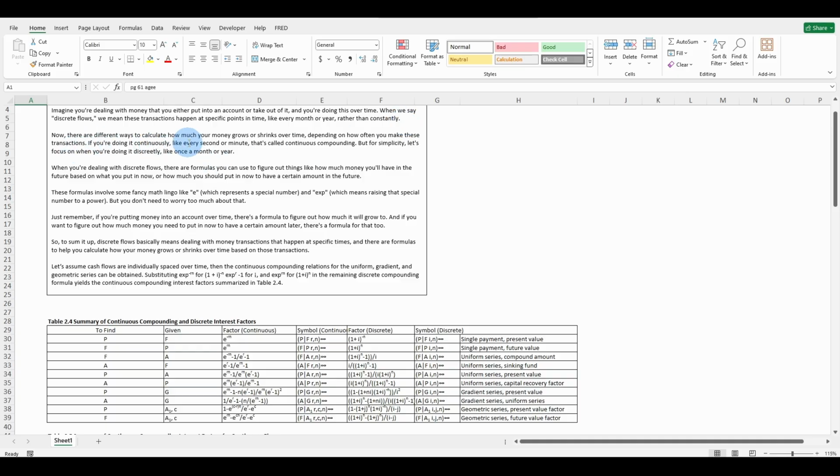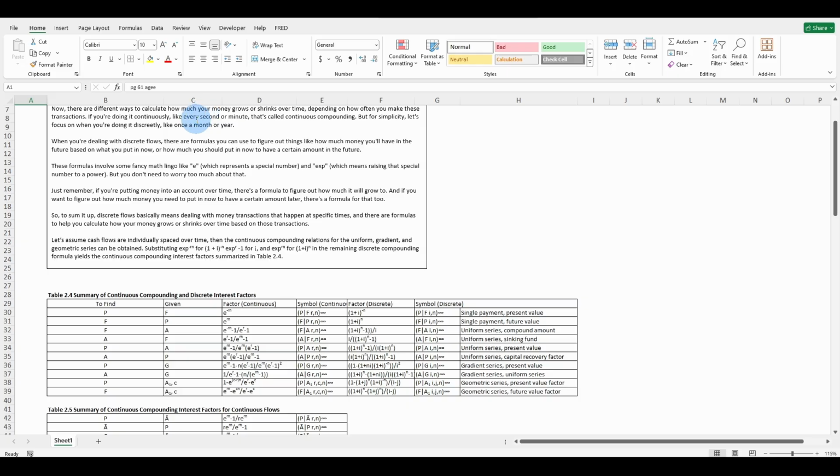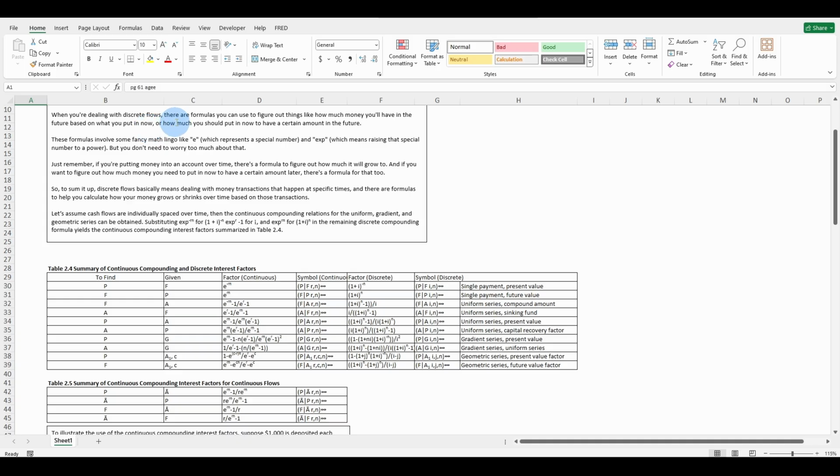There are different ways to calculate how much your money grows or shrinks over time, depending on how often you make these transactions. If you're doing it continuously, like every second or minute, that's called continuous compounding. But for simplicity, let's focus on when you're doing it discretely, like once a year. When you're dealing with discrete flows, there are formulas you can use to figure out how much money you'll have in the future based on what you put in now, or how much you should put in now to have a certain amount in the future.